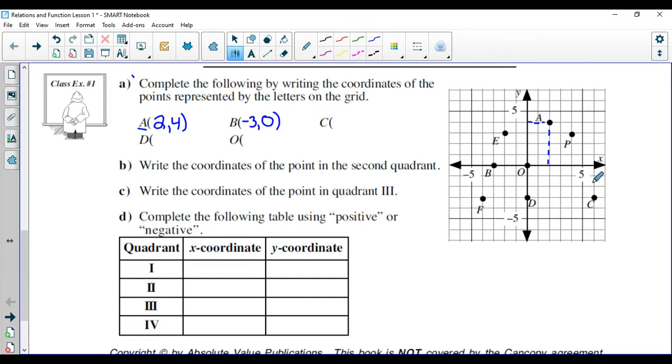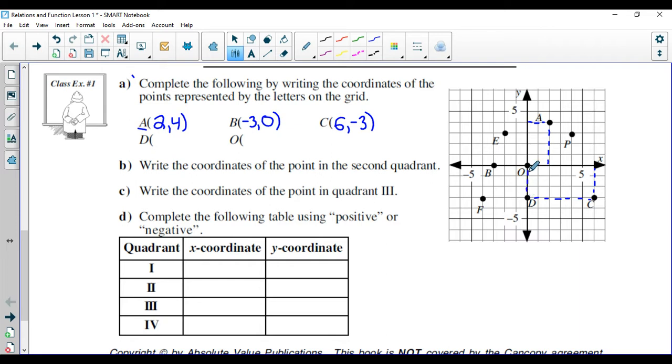Point C would hit the x-axis at, looks like 6 here. So you got 6. And then if you go over to the y-axis, it would hit the y-axis at negative 3. Check that. 1, 2, 3. Yeah, negative 3.